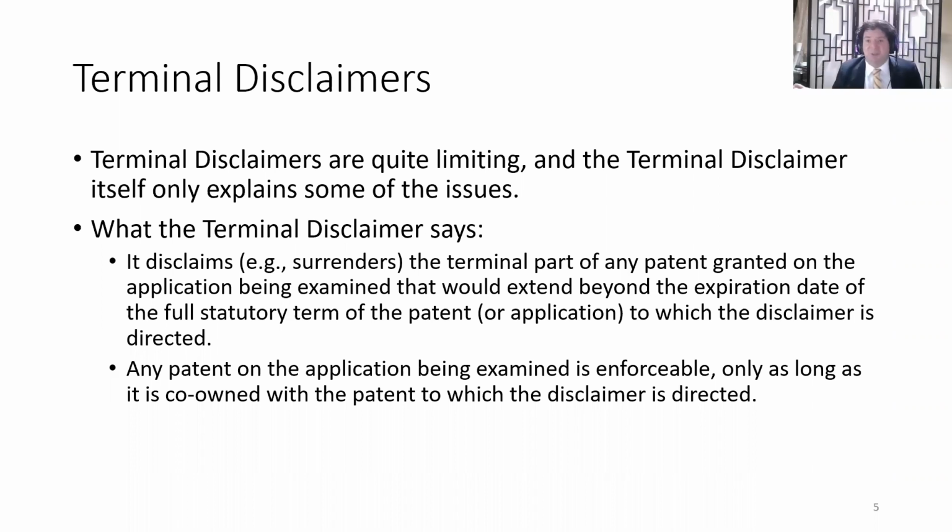Getting back to what this terminal disclaimer actually says, it also says that any patent on the application being examined is enforceable only as long as it is co-owned with the patent to which the disclaimer is directed. You can't file a child application, settle a double patenting rejection with a terminal disclaimer, and sell that to someone else while you retain the parent patent, and then each of you can sue somebody else. We're not going to allow that. They have to be co-owned.